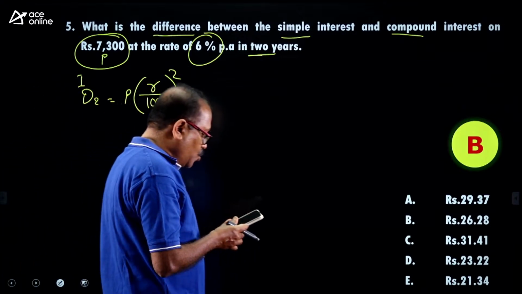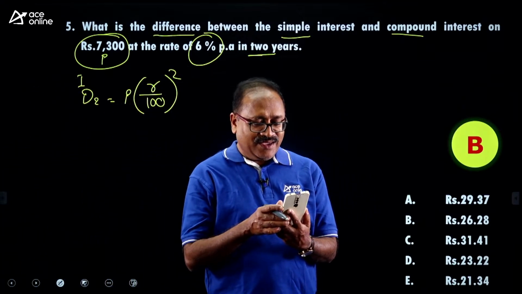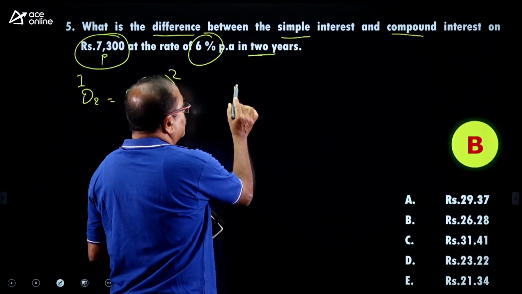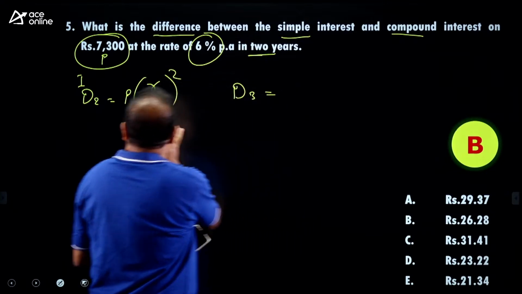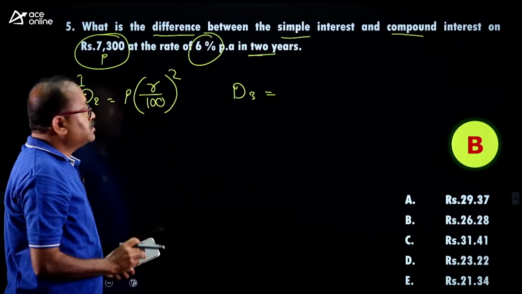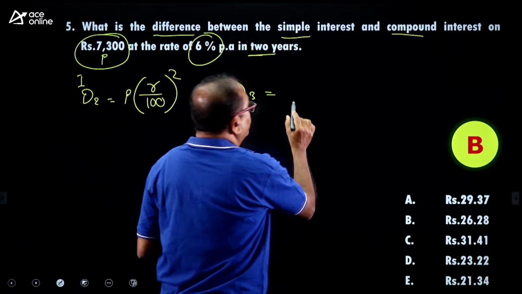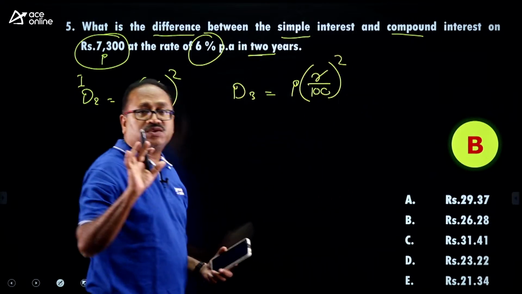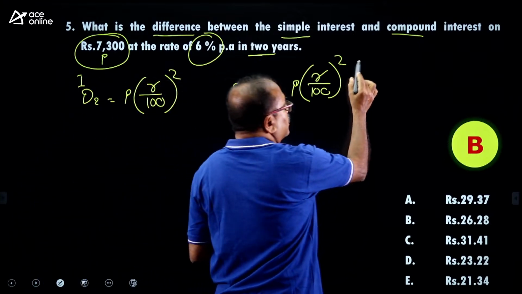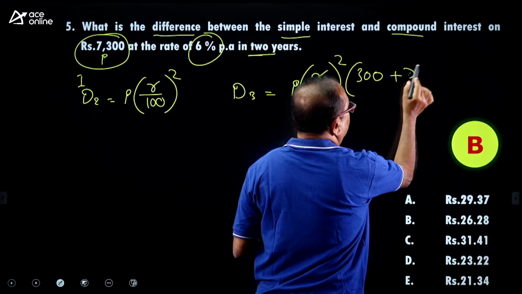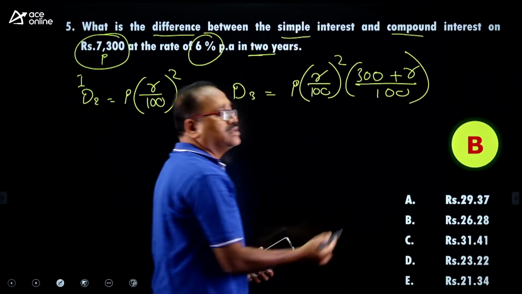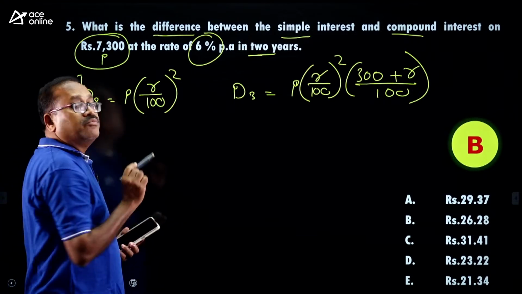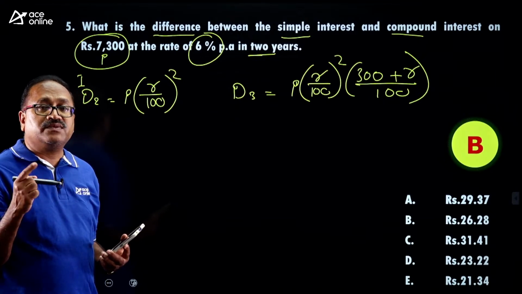Can you tell me what is the formula for 3 years? The difference for 3 years is equal to the 2 years formula as it is, that is P into (R by 100) to the whole power 2, which is for 2 years interest. And one more thing is getting added here, that is (300 plus R) by 100. This part is added for 3 years. So now I can answer this question with the formula, and after that I will answer it with the percentage approach.